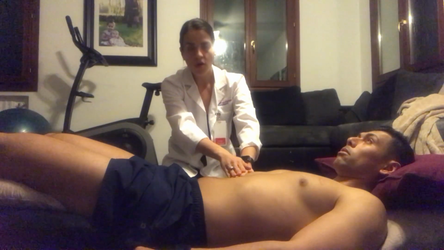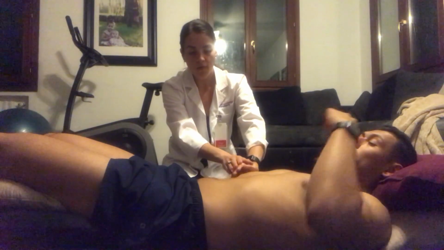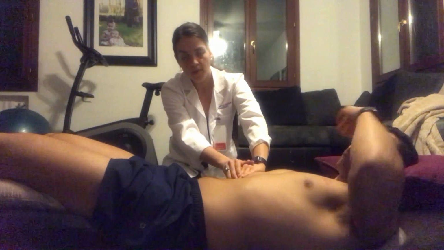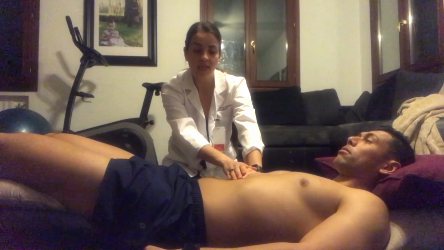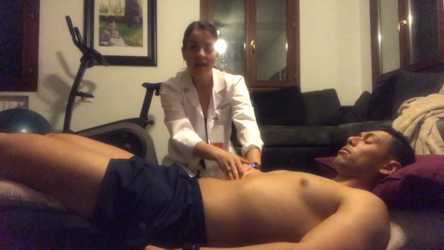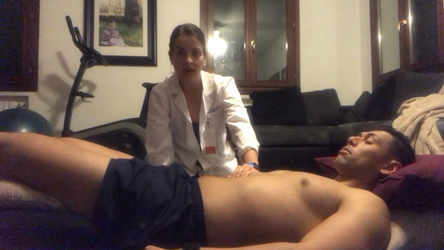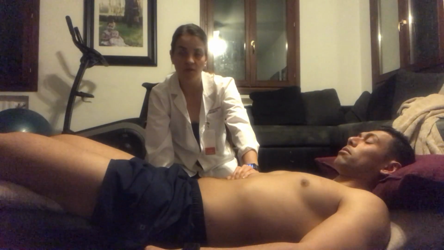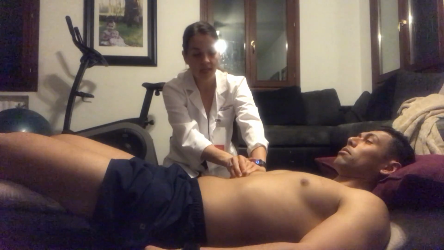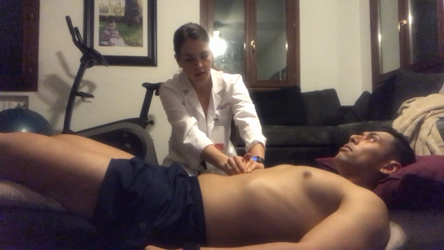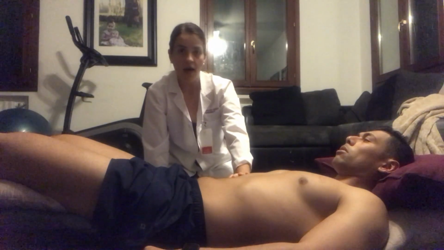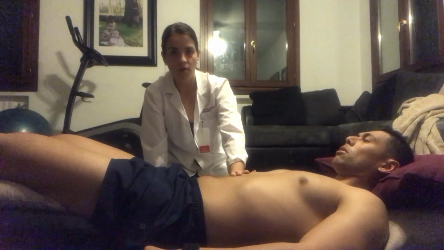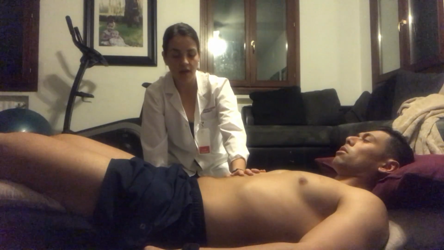And you can also assess for Murphy's sign when you're doing this, so you can grip. And then I'm gonna have him take a deep breath. While I'm having him take a deep breath and I'm palpating in, if he were to stop his breathing and it causes pain, that would be a positive Murphy sign. So Mr. Ramirez, take a deep breath. And he was able, so it would be negative Murphy sign.